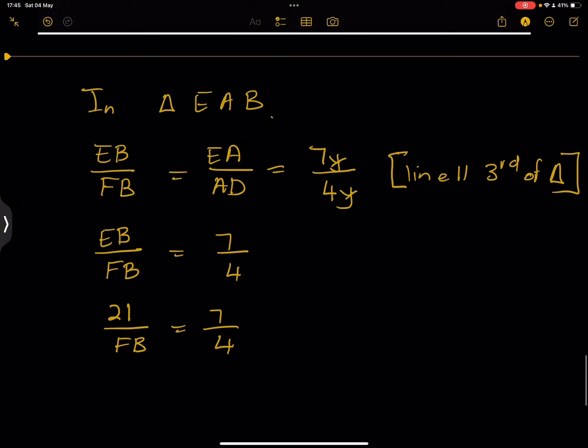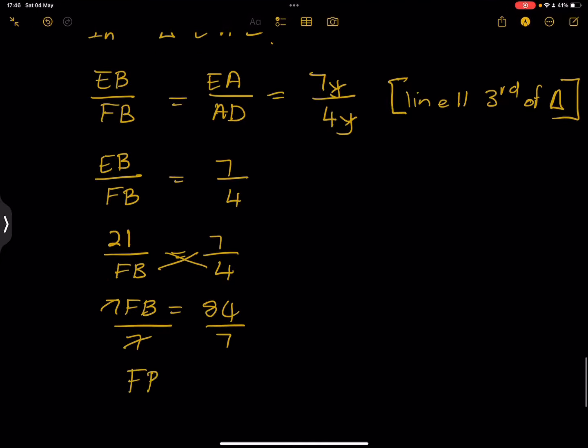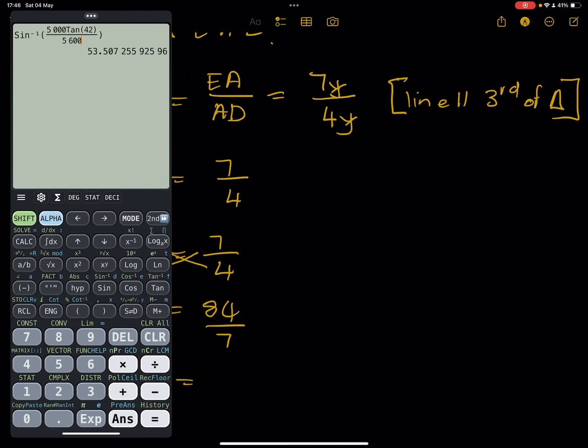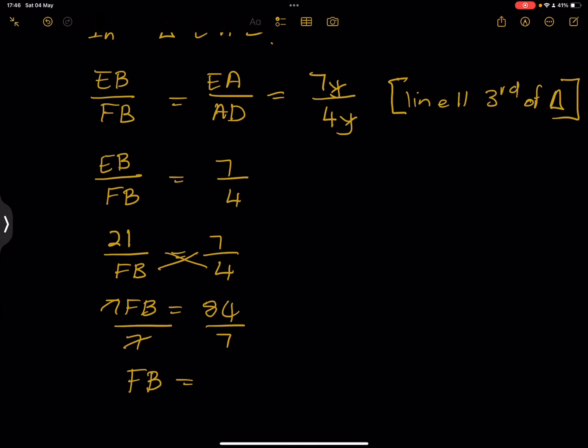And in this case, if I were to cross multiply, that means 7 FB is equal to 21 multiplied by 4. That will be 84, right, divided by 7. And so the line FB would be equal to, if I say 84 divided by 7, I get 12. So that would be equal to 12 units. Right, I hope that makes sense, guys.